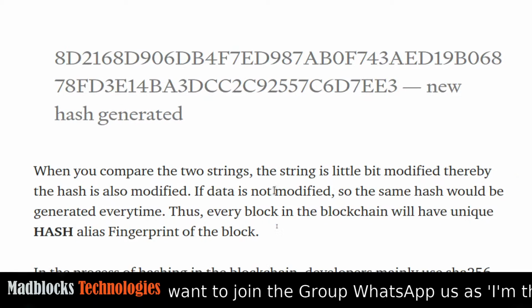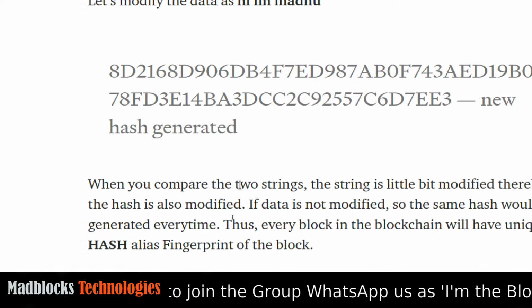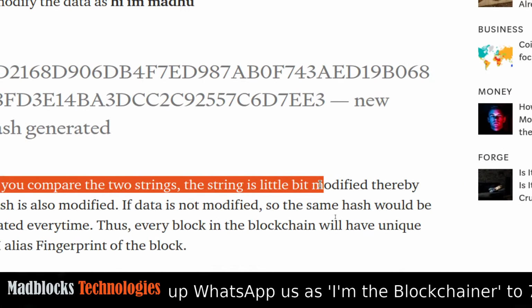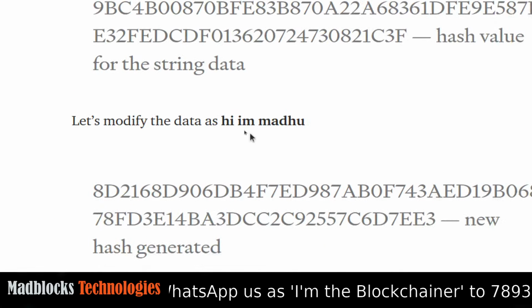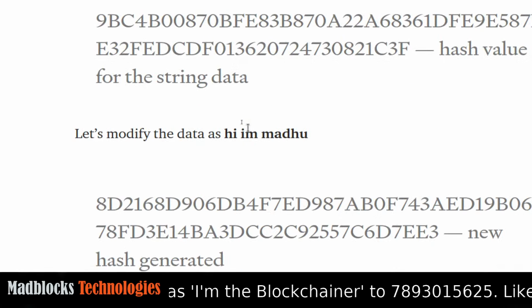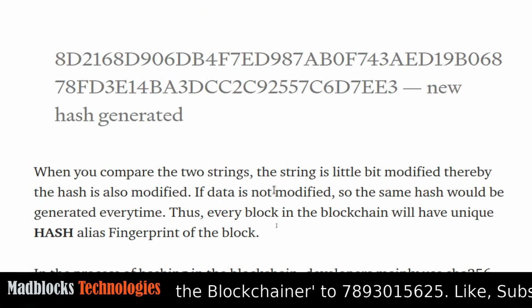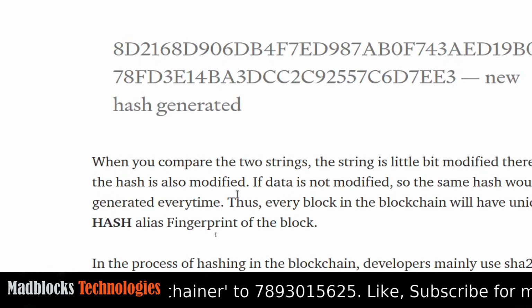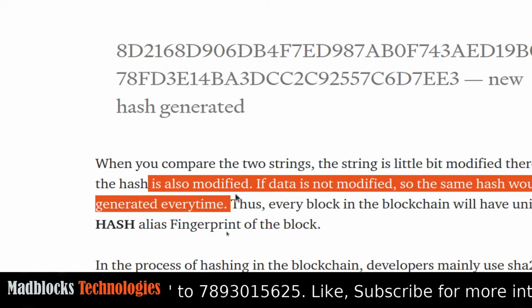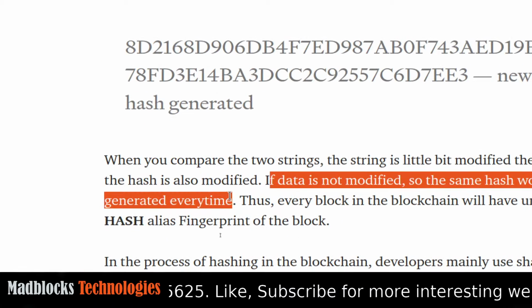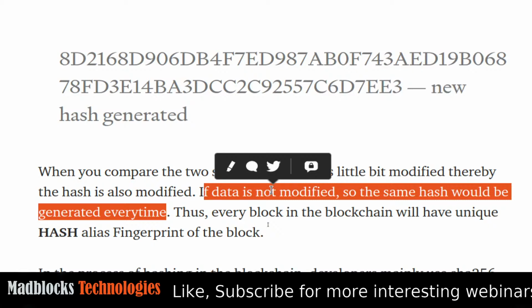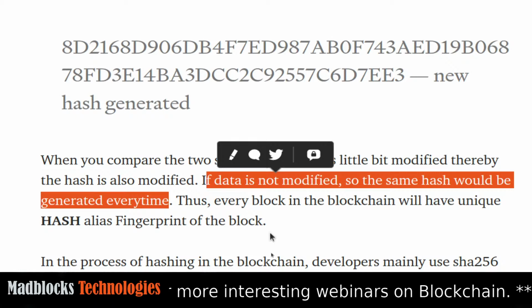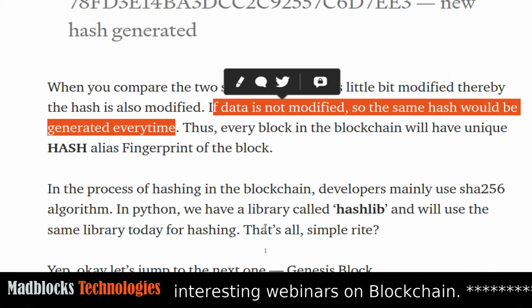That is what I have written here. When you compare two strings, the string is a little bit modified, isn't it? We have modified the string here. In the place of a single quotation, here there is no single quotation, so I have modified the string. So when you compare the two strings, the string is a little bit modified, thereby the hash is also modified. If the data is not modified, the same hash would be generated every time. So that is what you have to understand. Blockchain will have a unique hash value, alias the fingerprint of the block.